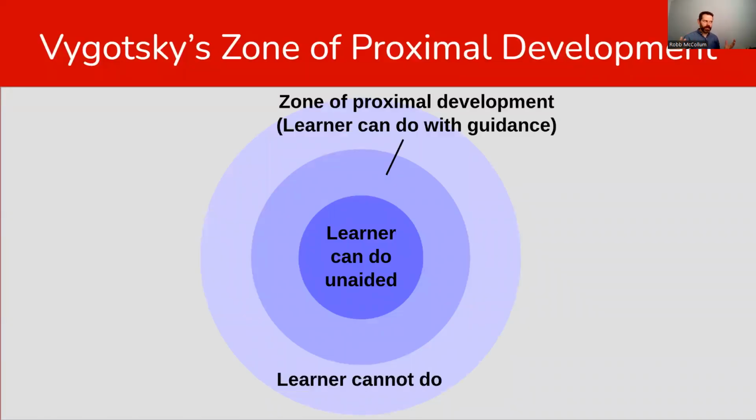So again, if we think about Vygotsky's zone of proximal development, that center is what the learner can do unaided. So these are the things where they built the fluency. These are the things we want to practice fluency with. That second circle is things that learners can do with guidance. Those might be input and output activities that we do with students to help them focus on meaning. Things outside of that are things that students don't have the language for yet. So those are things we don't want to practice.